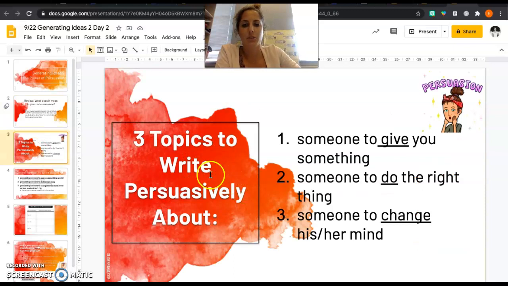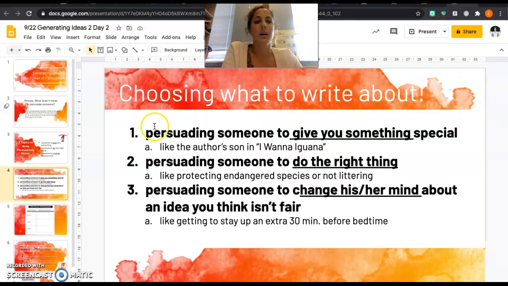So, 3 topics to write persuasively about. You have three different main topics. You're either trying to get someone to give you something, or you're trying to convince someone to do the right thing, or you're trying to persuade someone to change his or her mind about something. Okay, so those are the 3 main topics to write persuasively about.